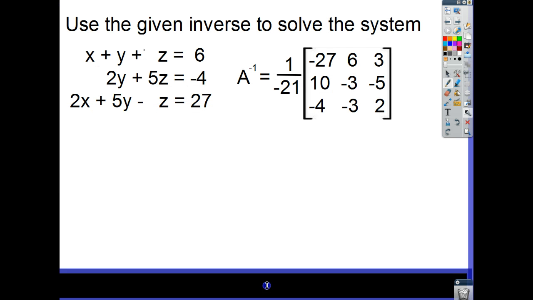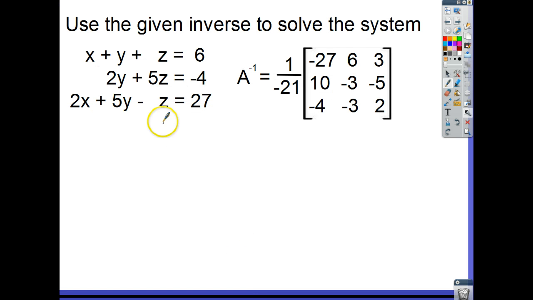Okay, so here we want to practice another kind of problem that we're going to see in our homework, and that is I give you a system of equations in 3 variables, 3 equations, and I provide for you the inverse of the matrix equation. Excuse me, the coefficient matrix is what I meant to say.